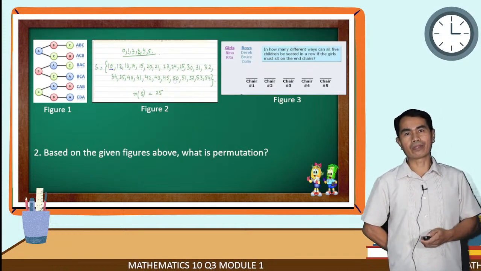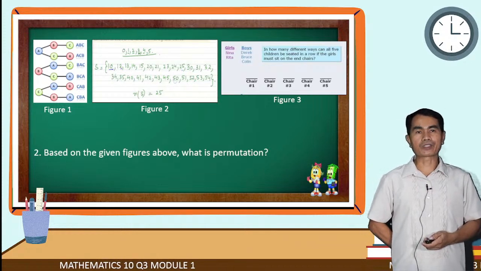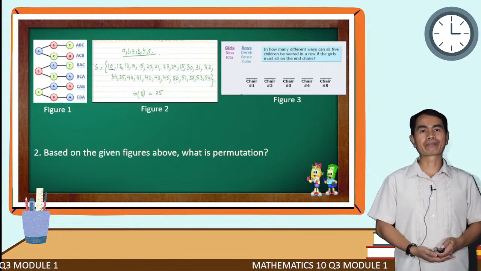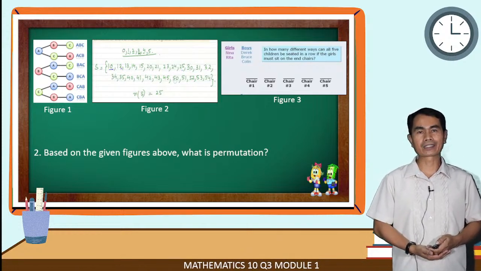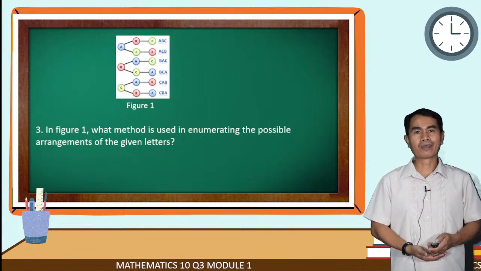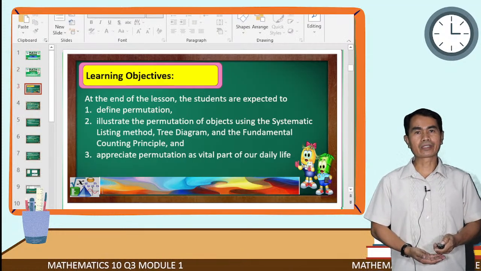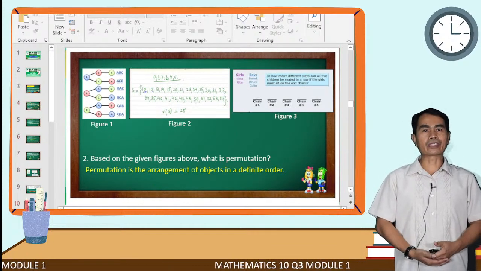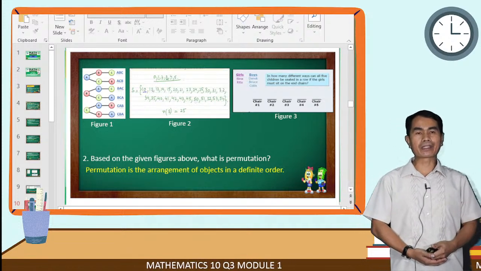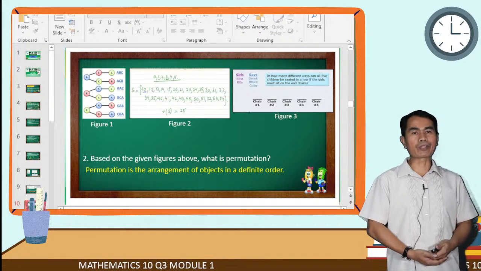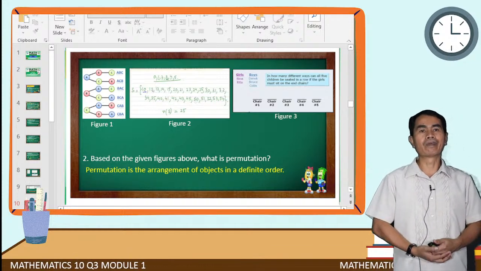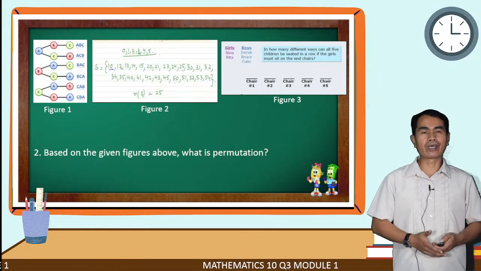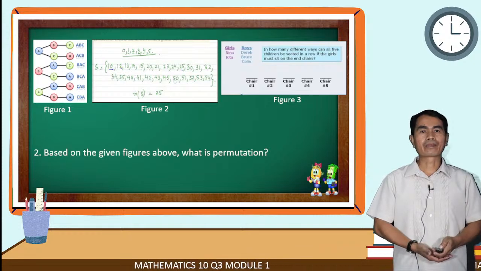Okay, based from the figure above, what is permutation? How do you define permutation? Anyone from the class? Okay, very good. Permutation is the arrangement of objects in a definite order. Okay, take note, in permutation, order is important. Okay, we take into consideration the order. Okay, next.